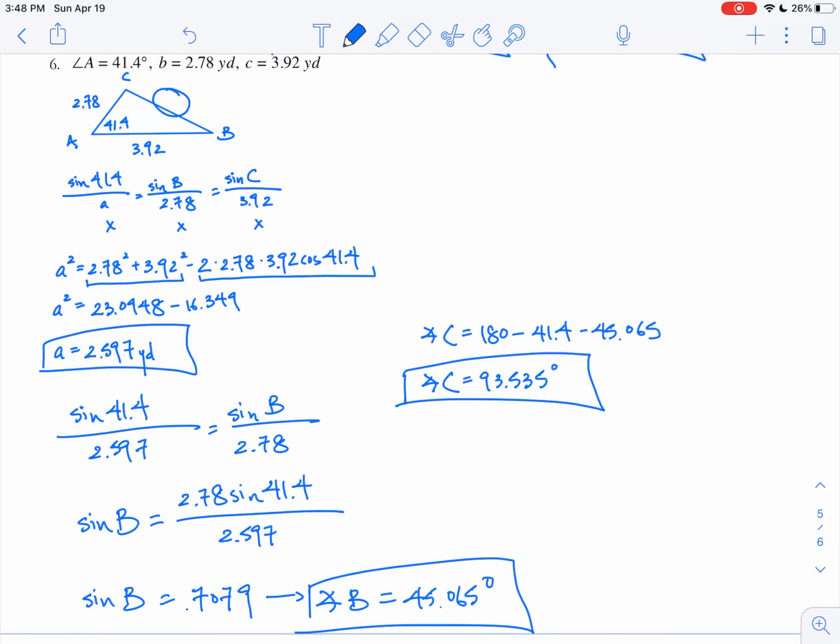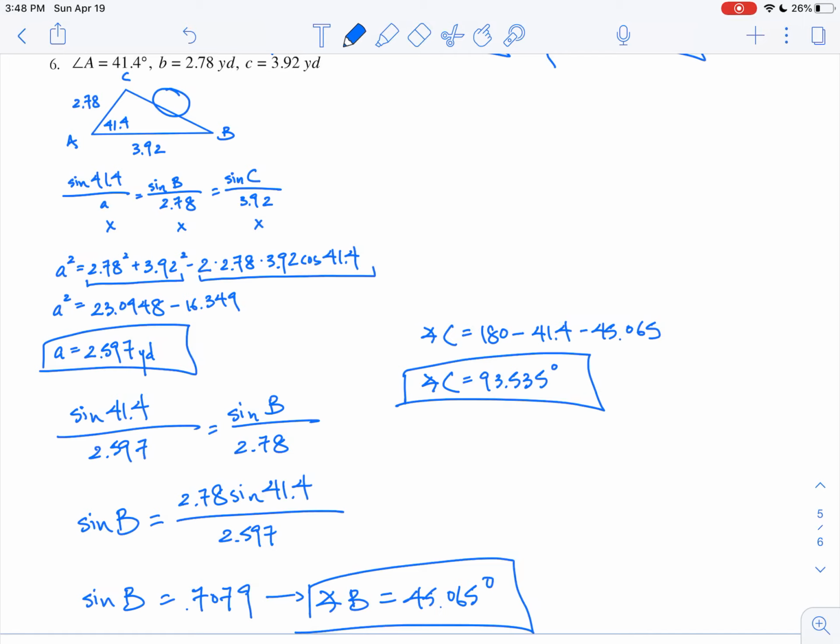All right, but we found our a using law of cosines. Then we used law of sines to find angle B. Then we used our knowledge of degrees inside of a triangle to find angle C. All right, and so now we have solved our triangle.